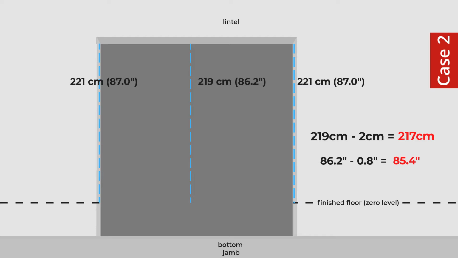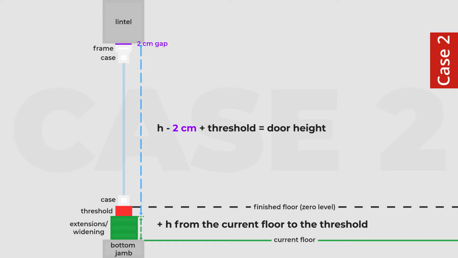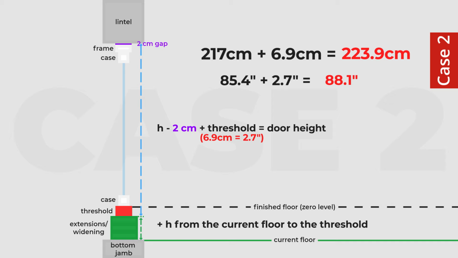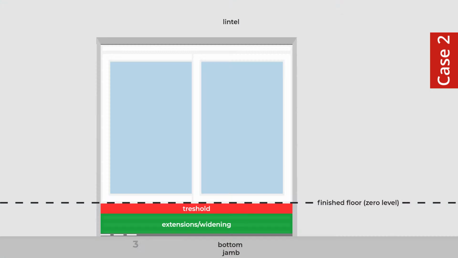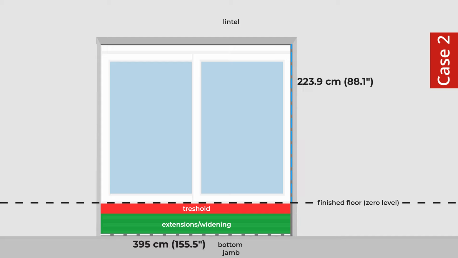equals 217 centimeters. So, as we choose CoreVision Plus doors from Cortizo, the threshold is 6.9 centimeters. The finished height of the sliding door is therefore 217 centimeters plus 6.9 centimeters threshold equals 223.9 centimeters. The total size of the sliding door will be 395 centimeters by 223.9 centimeters. For this, we choose system extensions to be embedded in the floor.